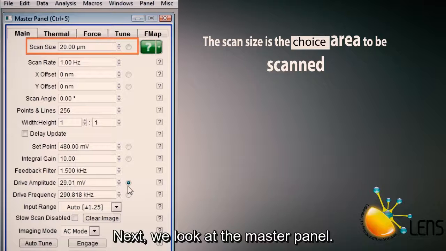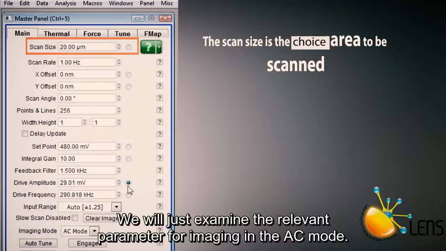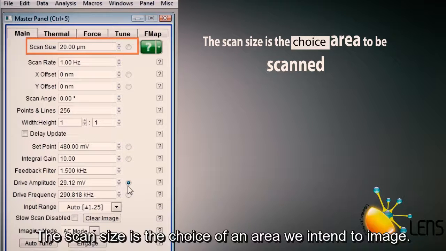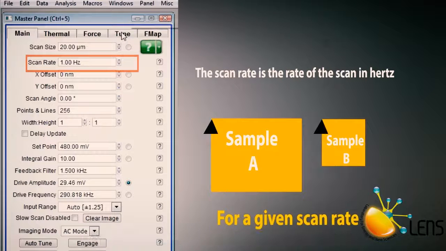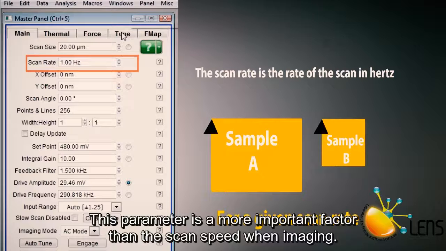Next, we look at the master panel. We will just examine the relevant parameters for imaging in the AC mode. The scan size is the choice of an area we intend to image. The scan rate is the rate of the scan in hertz. This parameter is a more important factor than the scan speed when imaging.